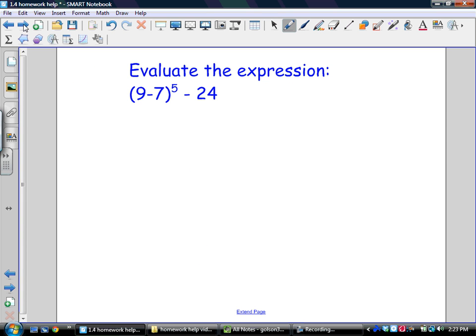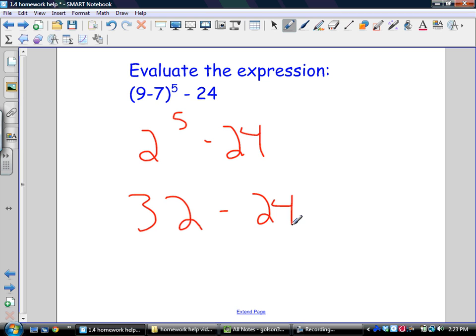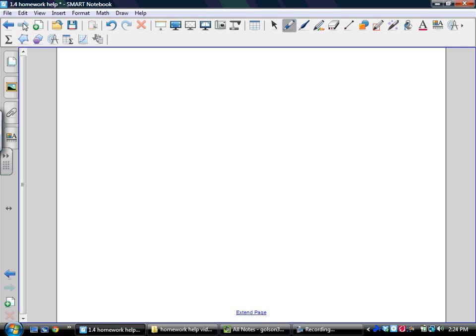And then I might be able to evaluate some expressions with exponents in them. I'm going to follow my order of operations. And so I know what's in parentheses comes first. So I'll do 9 minus 7 and get 2 to the 5th power minus 24. And I know that 2 to the 5th power, if I multiply it out, 2 by 2 is 4. Times the 3rd 2 is 8. Times the 4th 2 is 16, times the 5th 2 is 32, minus 24, and that's going to give me 8. So my final answer for that one would just be 8 if I follow my order of operations correctly.